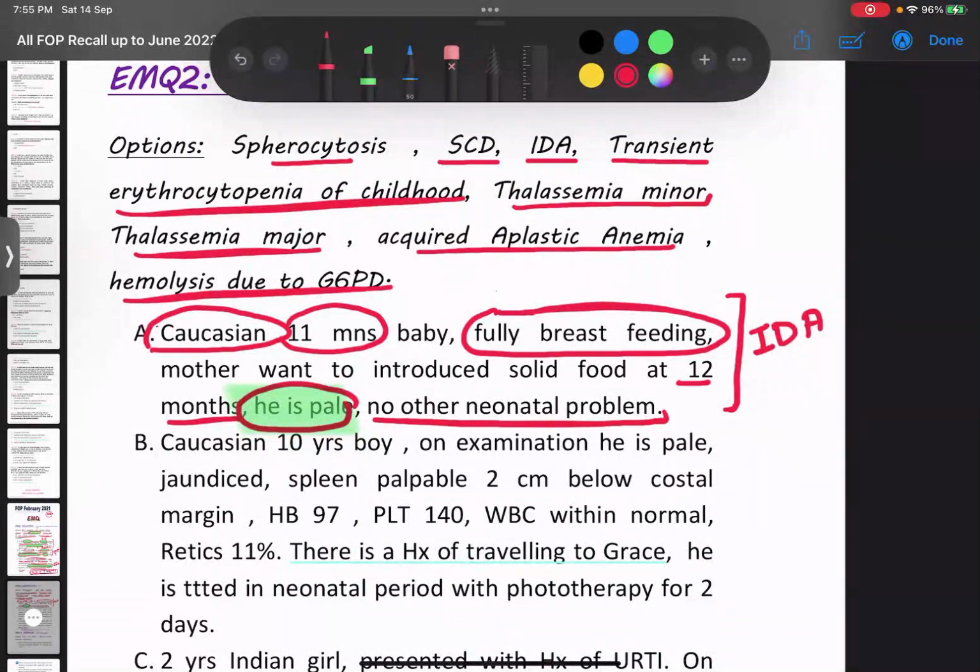The child does not have any other neonatal symptom. There is no neonatal history or problem. So there is no neonatal problem.